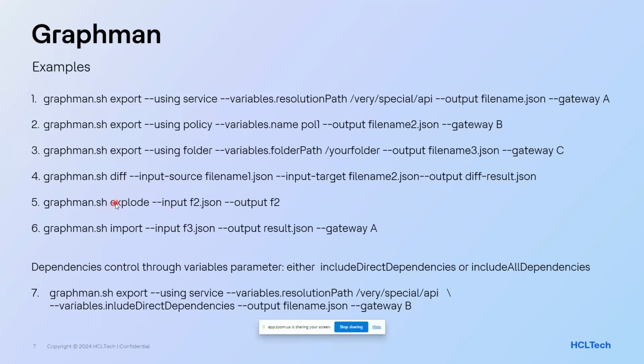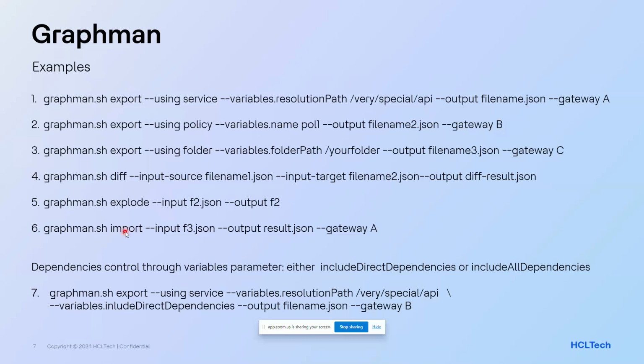This is an example for the explode command. You just have a bundle as an input and a directory name as an output. As I mentioned, the bundle will be exploded into this directory with subdirectories for each resource type, and each subdirectory consists of a list of files, one for each entity of this resource type.